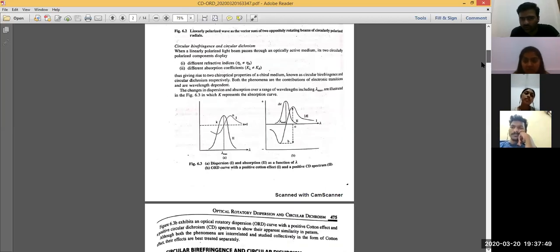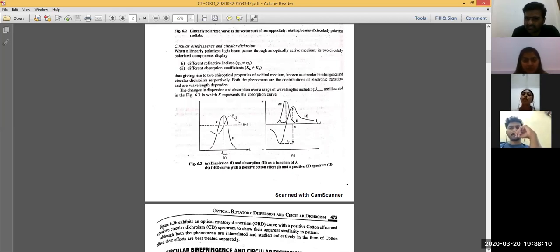So there should be an exponential increase, right? It should just go on continuing to increase. But does that happen? No, there comes a threshold at which it crosses over and goes beyond the axis. So such type of area is called a Cotton effect area.